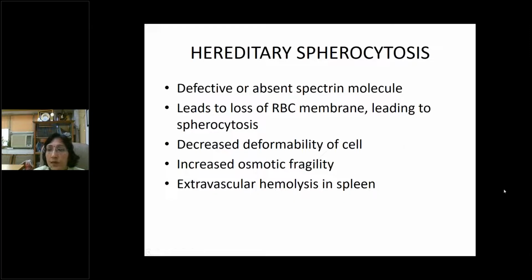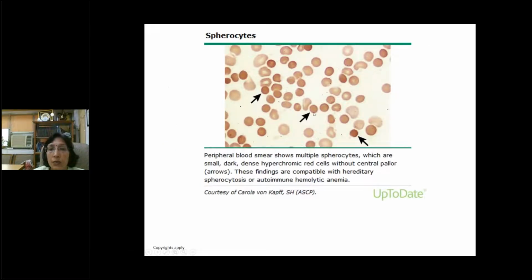First of all, we will discuss the membrane disorders, in which we will discuss hereditary spherocytosis, in which the RBC becomes spherical in shape. It leads to decreased deformability of the cell and increased hemolysis, and it is diagnosed by increased osmotic fragility. Just imagine, these are more spherical as compared to normal RBCs. This is the typical picture of hereditary spherocytosis.